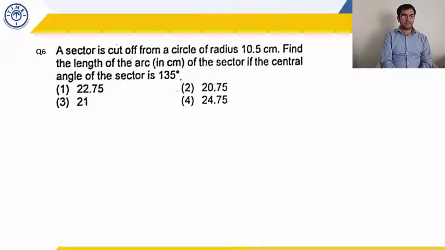Okay, let's move to the next question. We have already discussed what is a sector and the length of arc. So a sector is cut off from a circle. Find the length of the arc if the central angle is 135 degrees. Please solve quickly. You already know the formula.